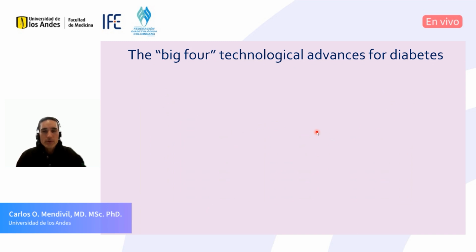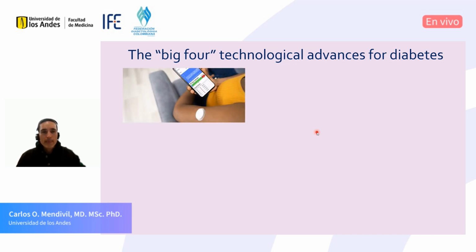Now, with that very brief intro about the size of the problem and the current situation of diabetes in Colombia and the world, I would like to introduce you to what we call the big four technological advances for diabetes. So there are many more, of course, but these are like big four areas that we're going to be discussing today. One of them is continuous glucose monitoring, or CGM. So this is a group of devices that try to measure glucose, interstitial glucose, in an almost real time fashion. It is not completely real time, but it's an approximation to having a continuous record of how your glycemic levels are evolving.